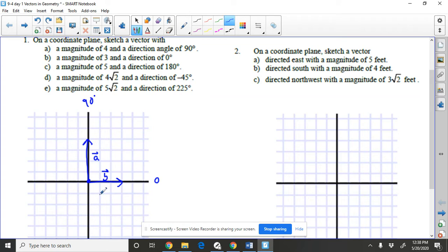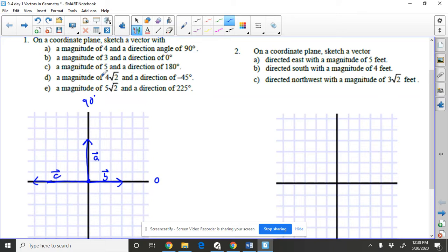C has a magnitude of 5 and a direction of 180. So 180 is the negative x-axis. 1, 2, 3, 4, 5. Here's my vector C. I draw the one-sided arrow above it.